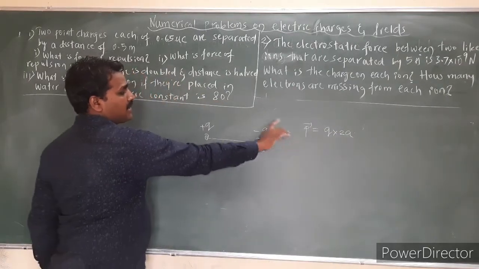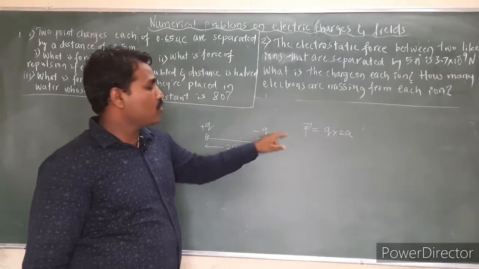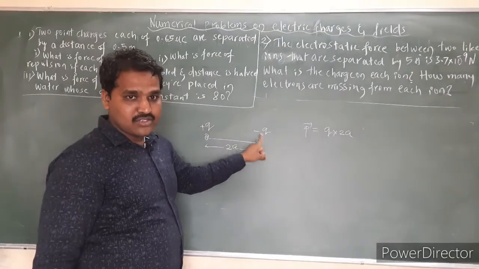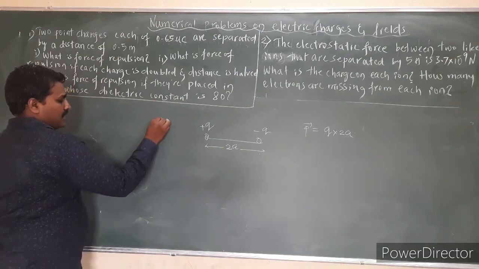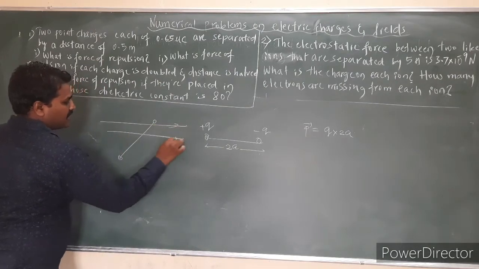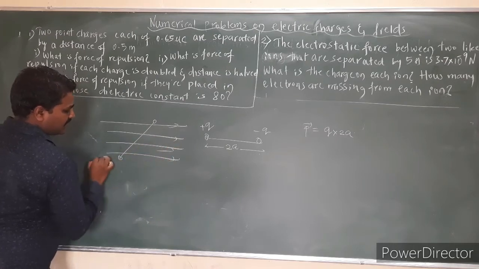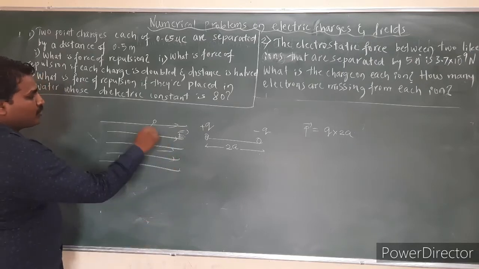Okay, so this is the magnitude of the electric dipole moment, and the direction of the electric dipole moment is always from the negative charge to the positive charge. Okay, so then if an electric dipole is placed in a uniform electric field, see here, the uniform electric field of magnitude E here.